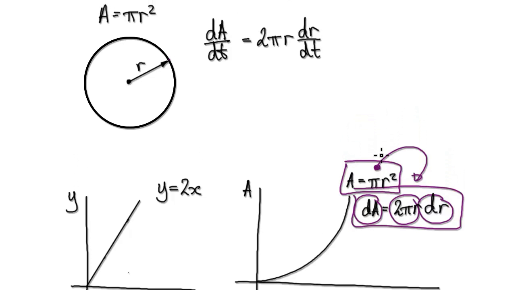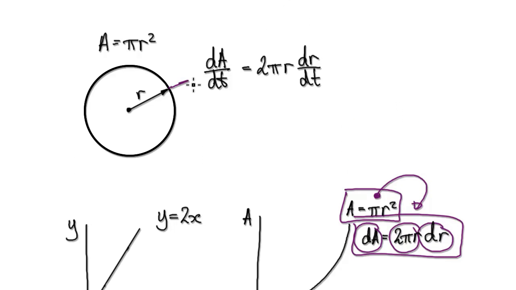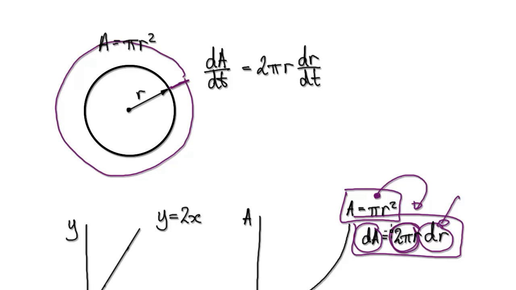So what that means is a small change in the radius, which is our dr here, combine it with this, and that will then give us dA, the small change in the area.